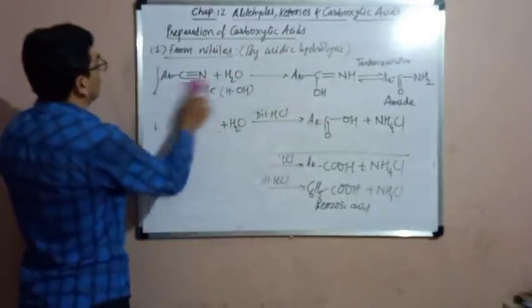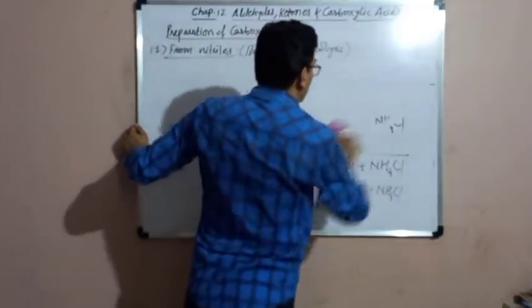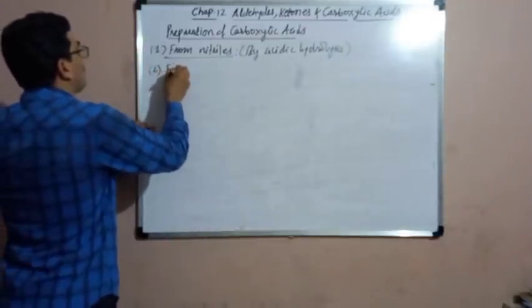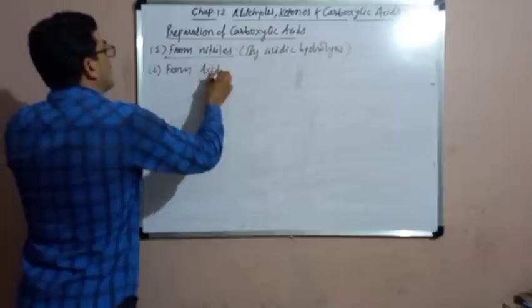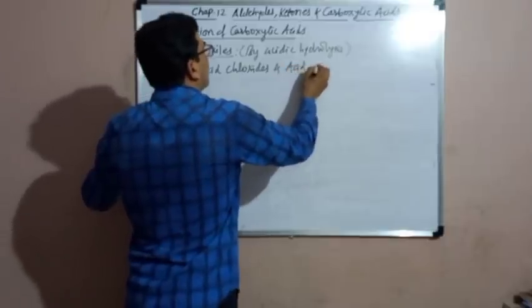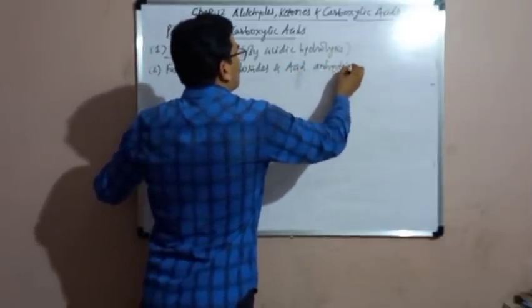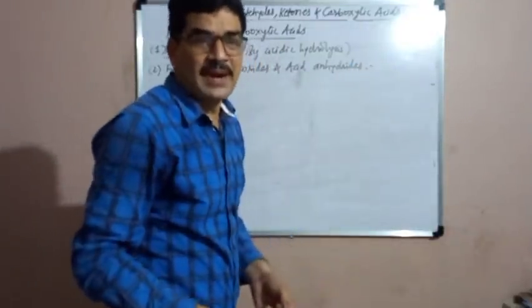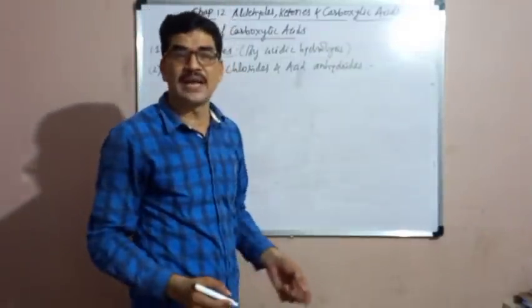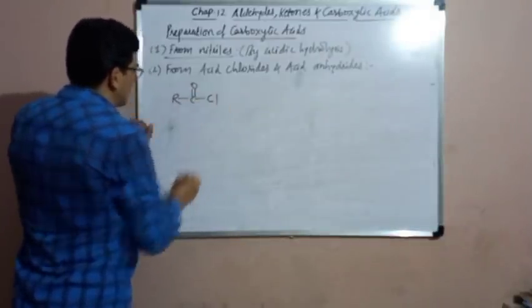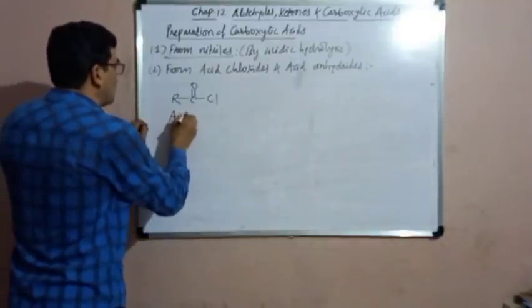Then the next method of preparation of carboxylic acid from acid chlorides and acid anhydrides. So acid chlorides and acid anhydrides, both of them are converted to the carboxylic acid directly by hydrolysis by water. Acid chloride, the general formula of the acid chloride is RCOCl. This is the acid chloride.